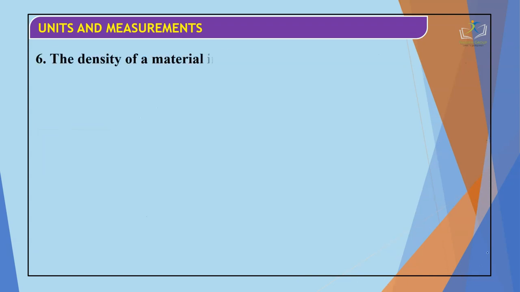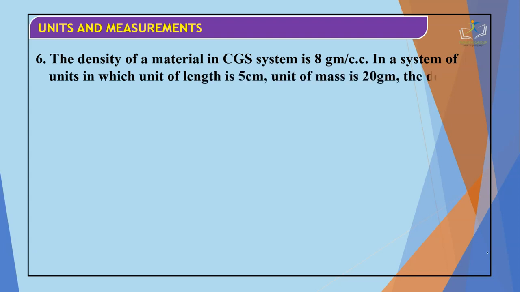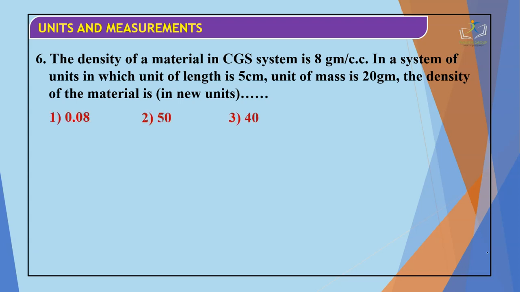Next question we have. The density of a material in CGS system is 8 gram per centimeter cube. In a system of units in which unit of length is 5 centimeter and unit of mass is 20 gram, the density of the material in the new unit we have to calculate. So the options are 0.08, 50, 40, 0.04.